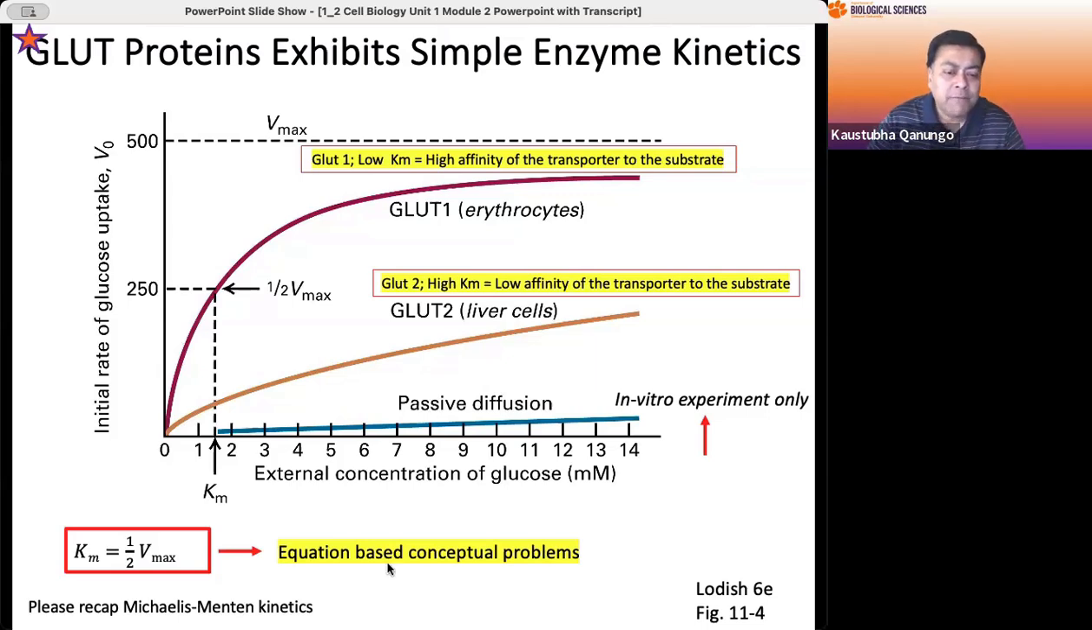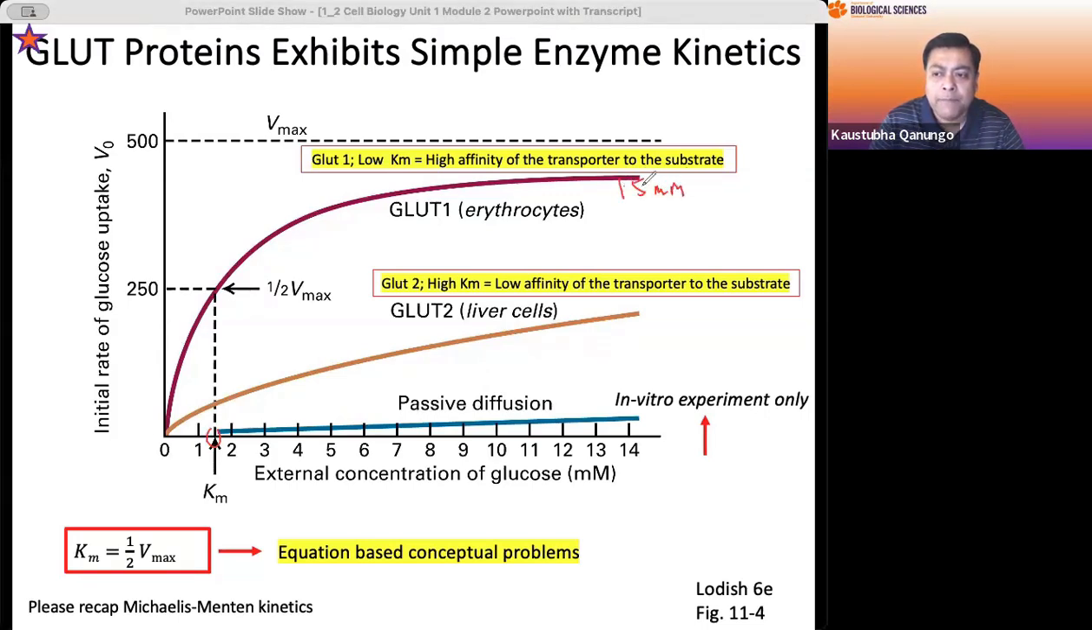And what is the formula? You need to remember this formula for sure, 100%. That Km is half the velocity of maximum, half the Vmax. Km is half the Vmax. So if we just look at the maximum velocity, suppose Vmax is 500 right here for both of them. For all glucose transporters, this is the same thing. So this is half the Vmax. So if we just calculate the Km, it's in between 1 and 2. So approximately, if we calculate that, it will be about 1.5 millimolar.